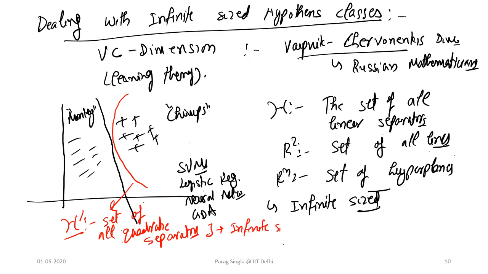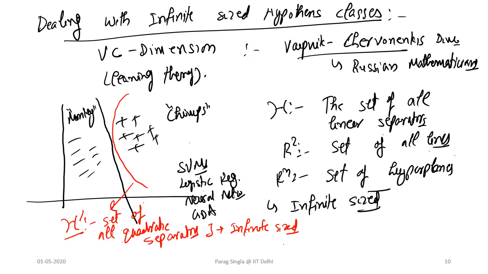Although both are infinite size, because there are infinitely many separators which are lines, and there are also infinitely many separators which are quadratic, in fact we know that the set of quadratic separators is a strict superset of linear separators in this case. So how do we quantify, in terms of the representational power of a hypothesis space, this intuition that the set of all quadratic separators is more powerful than the set of all linear separators?